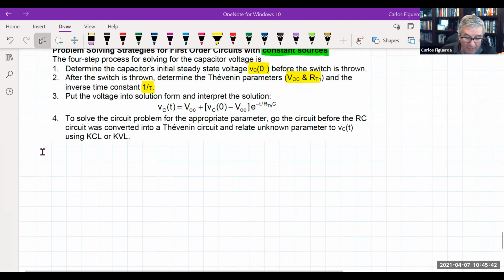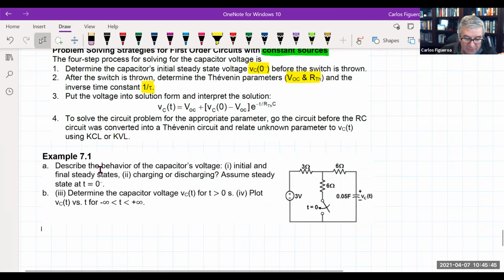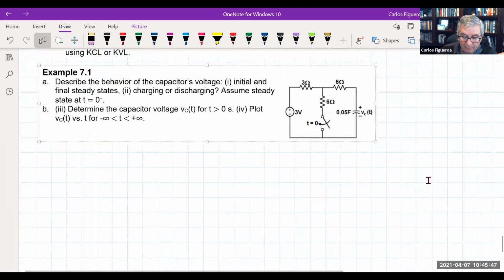So I want to apply this process to this example. Let's go nail this thing here. You can see that the switch closes at t equal to 0. And what I want to do here is solve for VC of t. You can see that it's for t greater than 0, but it really means that I'm talking from minus infinity to positive infinity. Okay?